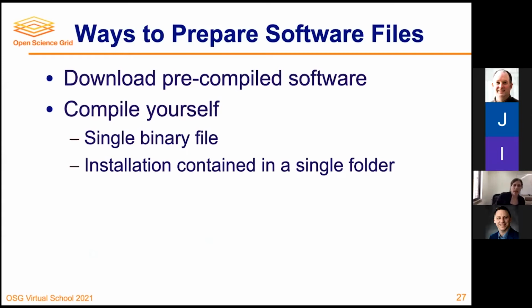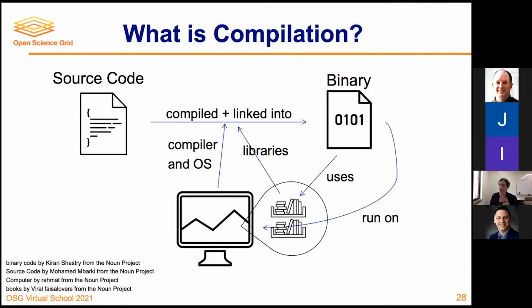So here's two scenarios, ways that you could get software files. You could download them, or you could compile them yourself. And it may be in the format where you either download or compile a single binary file, or you download or compile a self-contained installation. So that's what you saw in the demo I just did with R. So I'm going to take a short pause here to talk about compilation.